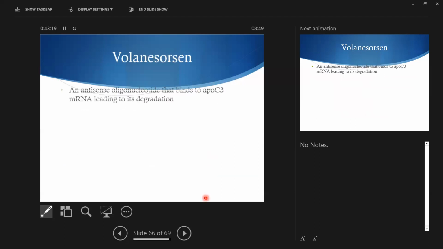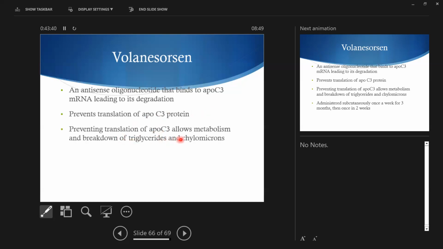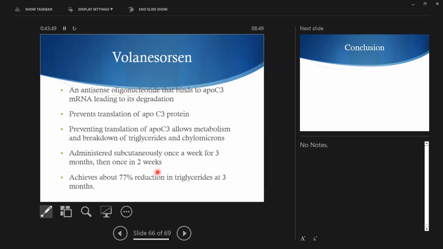And there's another agent mainly for triglycerides, especially people with very high triglycerides, more than 1,000, 1,500, with a very high risk of pancreatitis. Then this drug is very effective. It's an antisense oligonucleotide that binds to ApoC3 mRNA, leading to its degradation, prevents translation of ApoC3. Preventing translation of ApoC3 allows metabolism and breakdown of triglyceride and chylomicrons. So administer subcutaneously once a week for 3 months, then once in 2 weeks. Achieves around 77% reduction in triglyceride at 3 months.